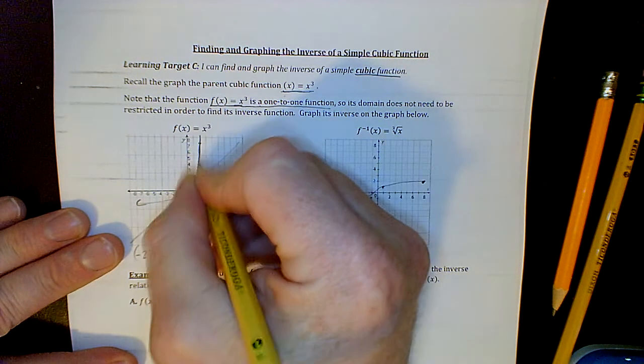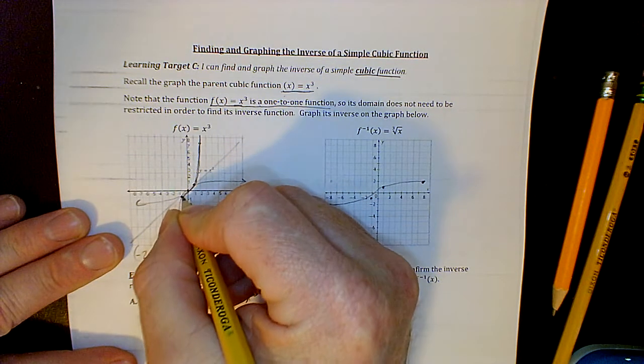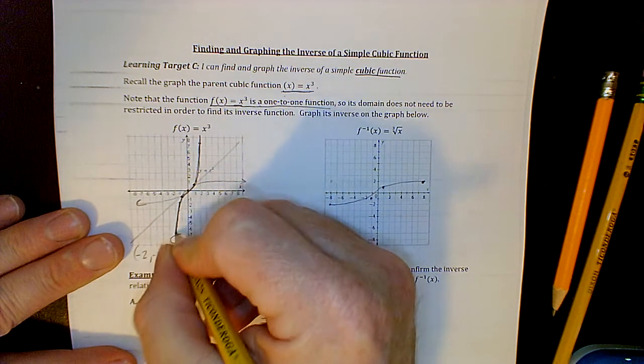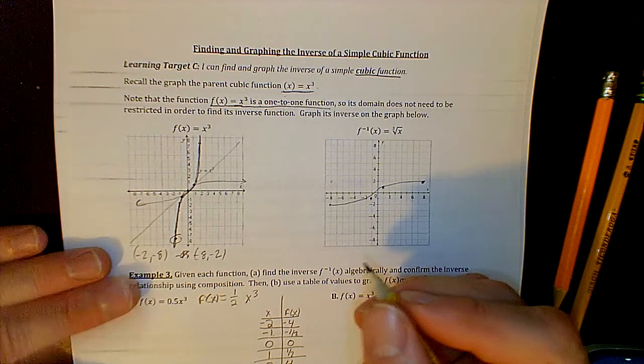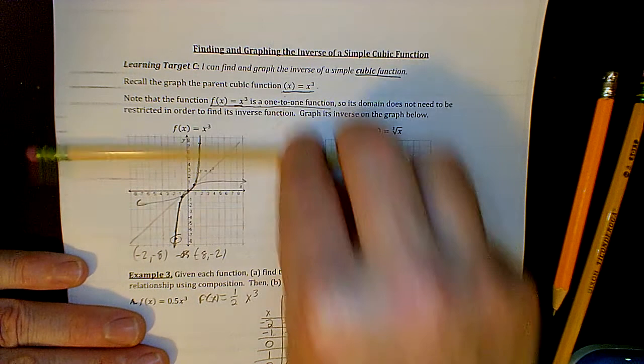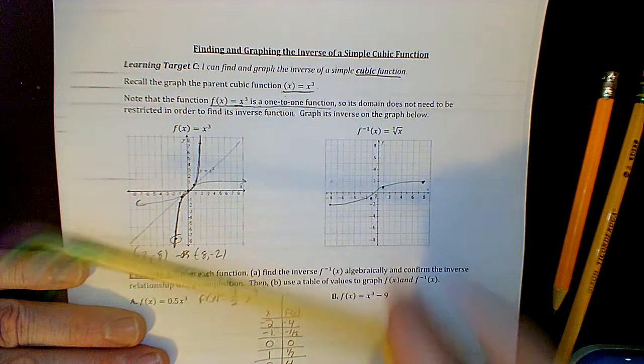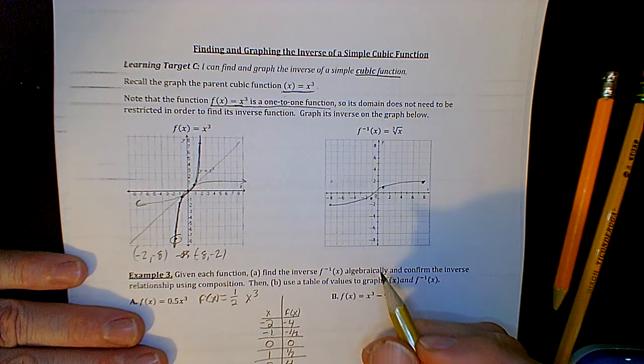I'm going to highlight the original one here. And I've kind of worked a little bit ahead of you guys. We can see that right there is the original function in dark. So we don't have to restrict the domain, right? This guy passes the horizontal line test. So no domain restriction needed.